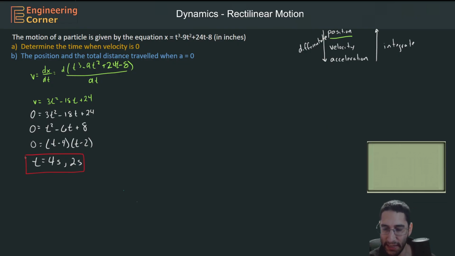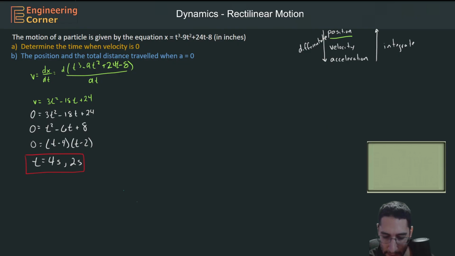Now, velocity is a vector, so once our velocity goes to 0, it's going to be switching from going, say, to the left to going to the right. So we're changing our direction whenever our velocity hits 0 and changes its sign. Okay, so we've determined the time when the velocity is 0, and now we want to determine the position and the total distance traveled when our acceleration is equal to 0.